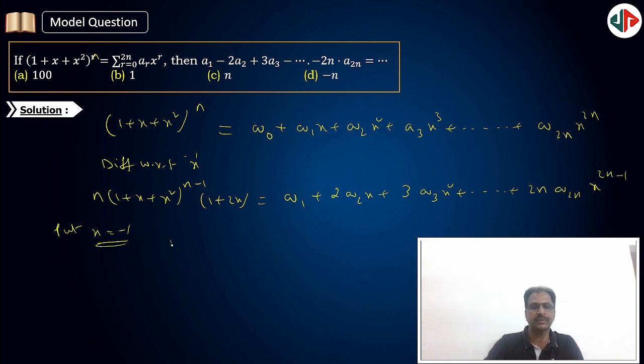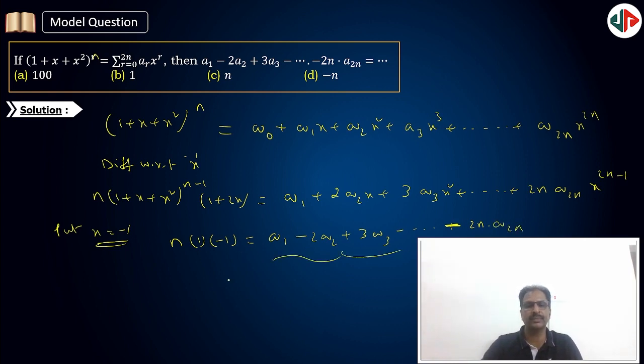Put x is equal to minus 1, then the left hand side becomes n into 1^(n-1) into minus 1, which is equal to a1 minus 2 a2 plus 3 a3 minus, and so on, minus 2n a_2n. So this is our required value, which is minus n. Option D.